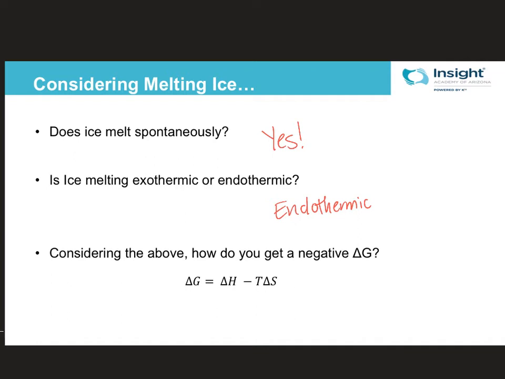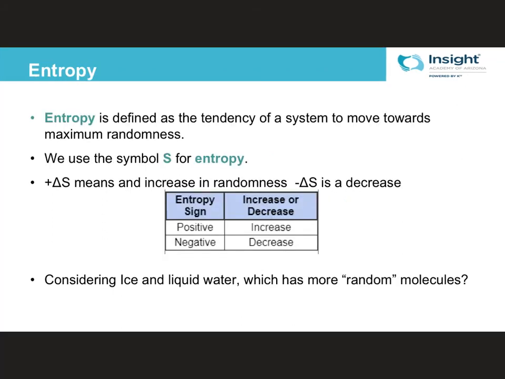All right? So that means our delta H is going to be positive. This has to be an overall positive value and bigger than my delta H to get that negative free energy. All right, so that means we need our entropy to be positive.